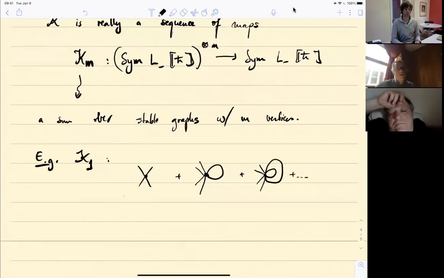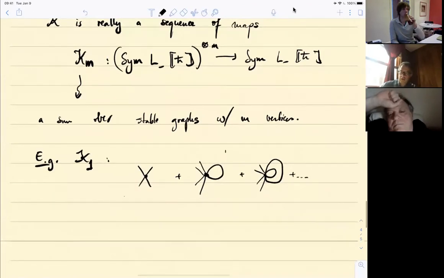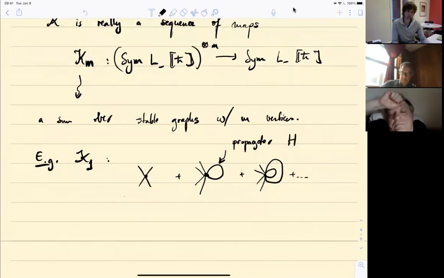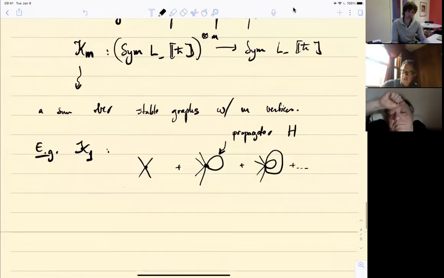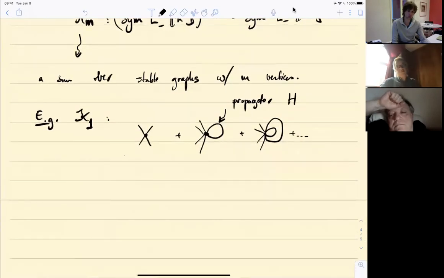So K1 will come from the contributions of these graphs. Now the question is, whenever you give such formulas with graphs, the important thing is you need to tell me what the propagator is. The propagator is what you attach on full edges. And the propagator in this case is an operator which we call H, capital H. And I need to tell you what capital H is. There's a formula for it.